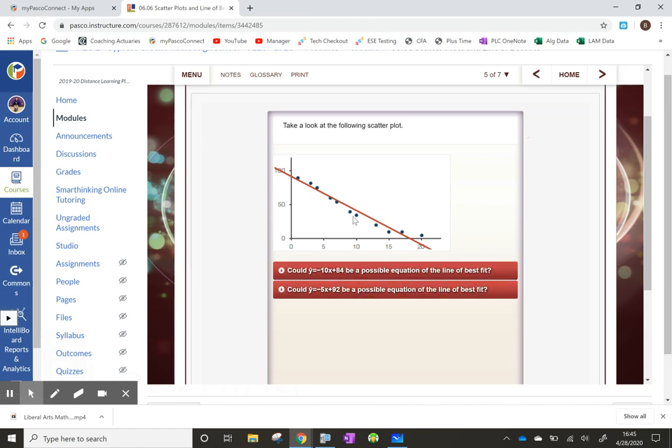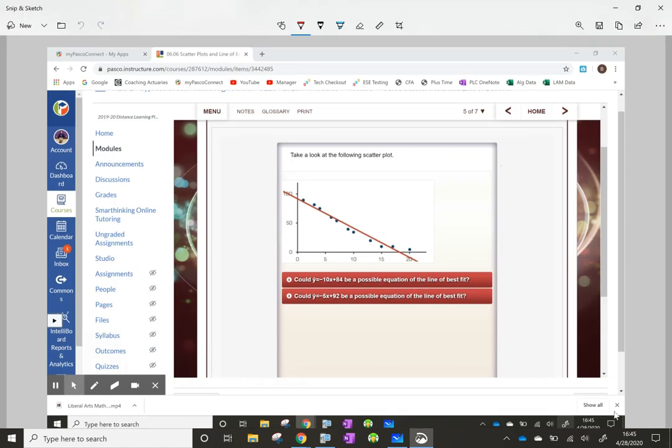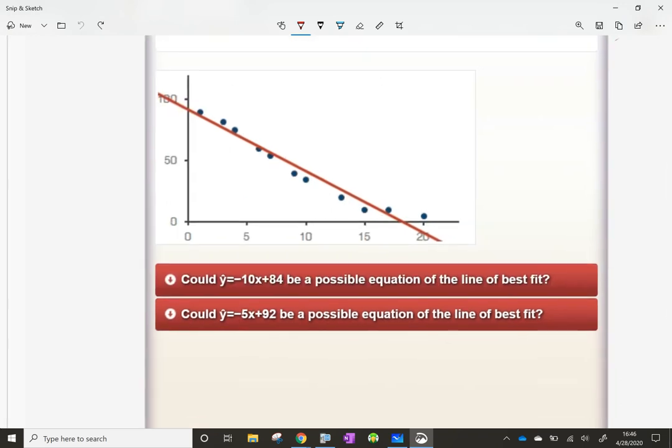Let's see. So if we were to calculate this, let's try to calculate this the old-fashioned way, shall we? Now, the first thing that I would do is look at the 2 equations it's giving me and see if any of them seem absurd. Now, neither of these seem absurd. The reason I think that is because plus 84, plus 92, these numbers would represent the y-intercept. And it's hard to tell, but 84, 92, it's probably something close to where they have it. So I wouldn't doubt either of those would be pretty accurate.